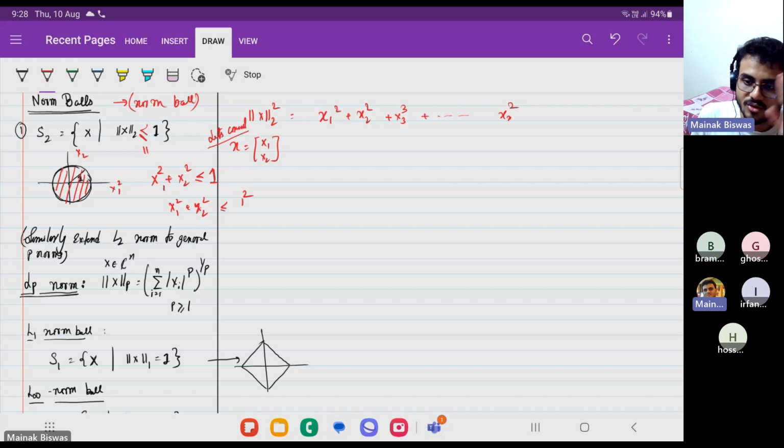So polar coordinates can be converted to Cartesian coordinates and vice versa by just taking the squares and taking the length and theta, right? So that's why you have all these properties that hold for this norm ball.